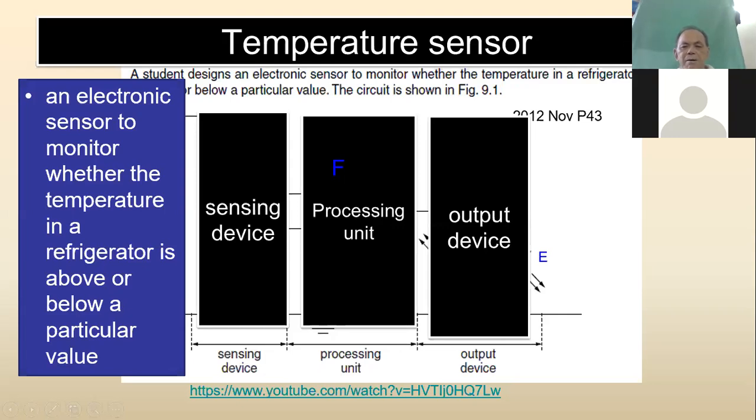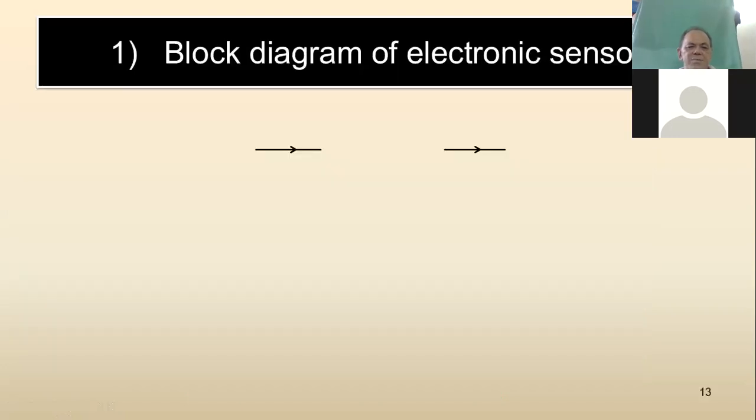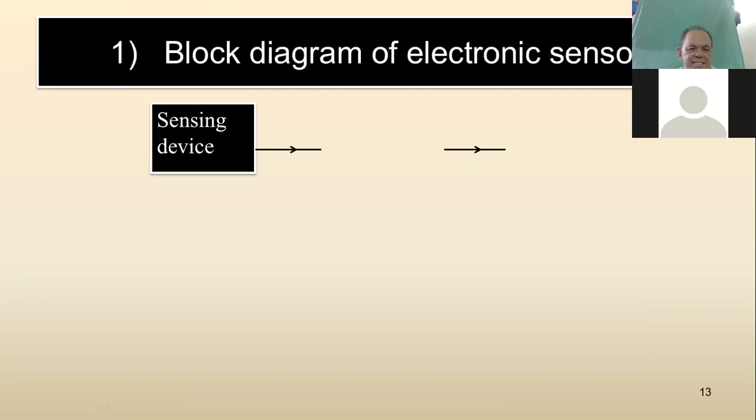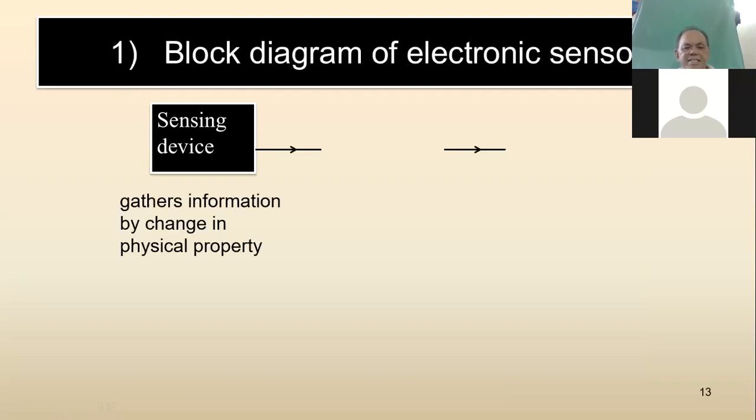So this is called a block diagram. It's easier. We don't need to draw what is inside and it's faster. But it tells us what is happening. Simplify for us. Can we draw that block diagram of electronic sensor? We need a sensing device. A sensing device gathers the information by change in physical property. We look at it later on, just like just now there.